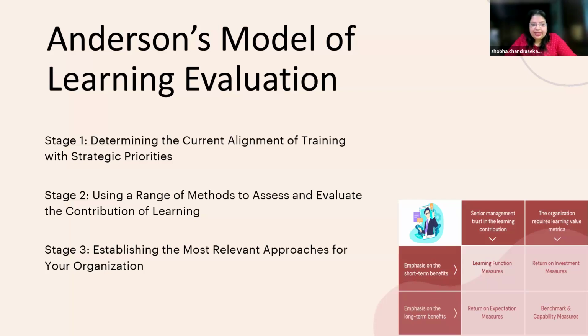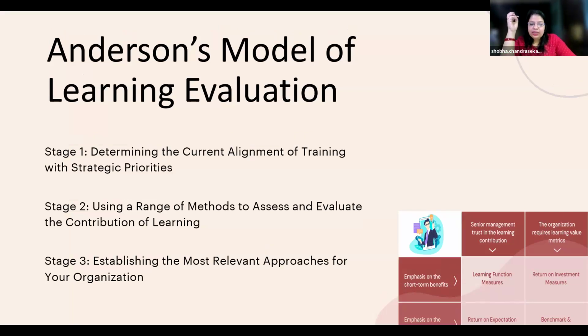So based on that, you will check. And finally, stage 3, which is establishing. The final stage involves tailoring the evaluation approach to the unique needs of the organization. Different organizations may have different priorities, and therefore the evaluation methods and focus areas should be customized accordingly. So this means that you will go with the relevant approach.